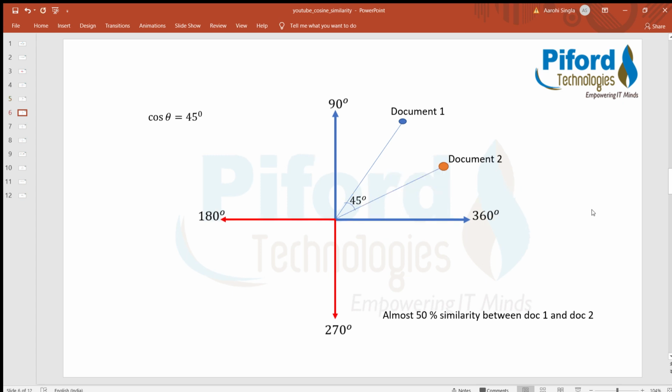Now let's change the angle and see. Suppose our document 1 is here and document 2 is over here, and when we plot the angle we get almost a 45 degree angle.